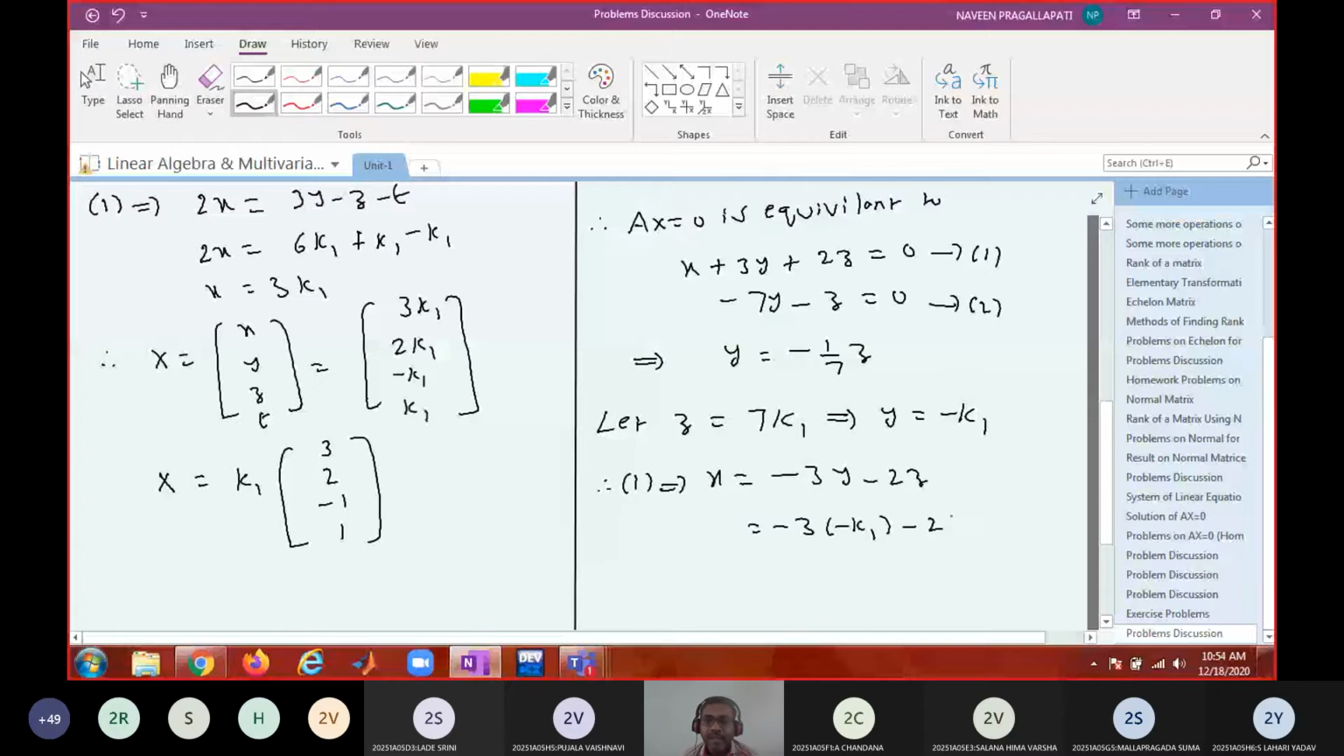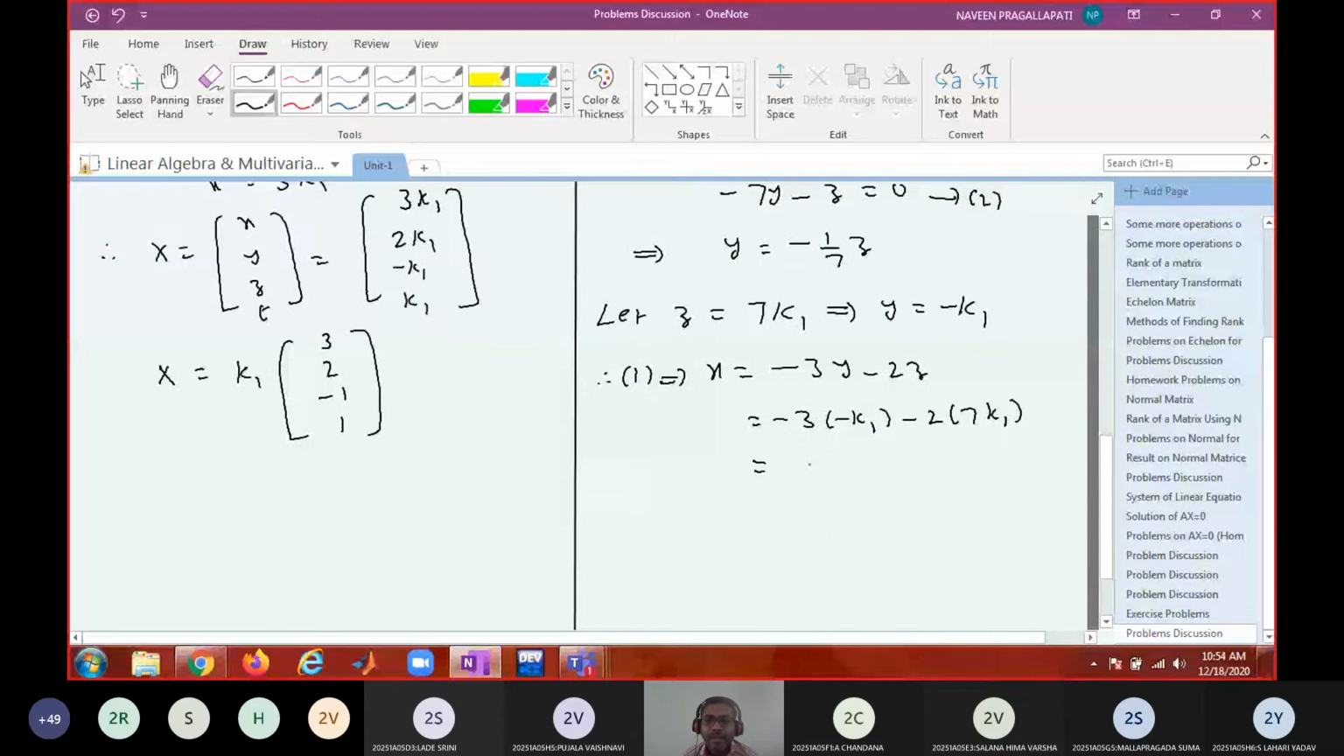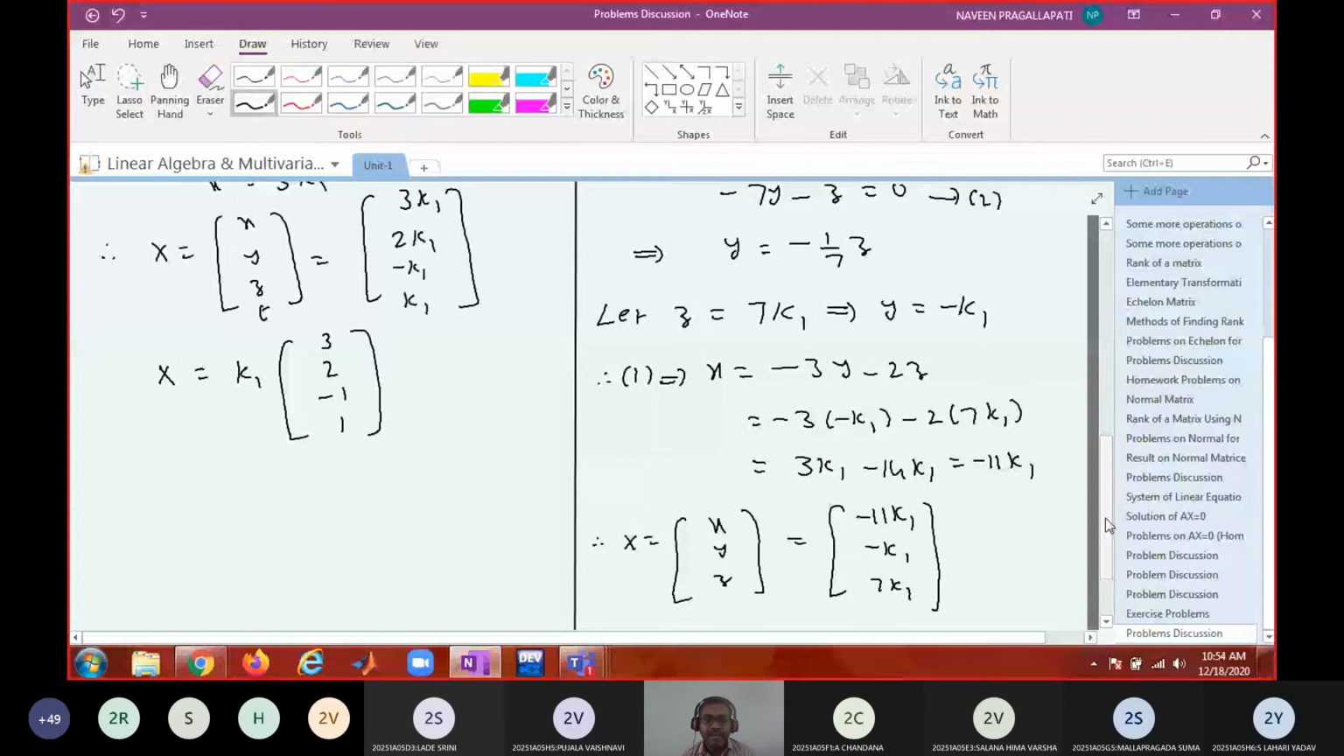What is the simplification? I am not good at this plus and minus. 3k1 minus 14k1 is minus 11k1. So x is minus 11k1. Therefore, what is our solution? x, y, z equal to minus 11k1, y is minus k1, z is 7k1.